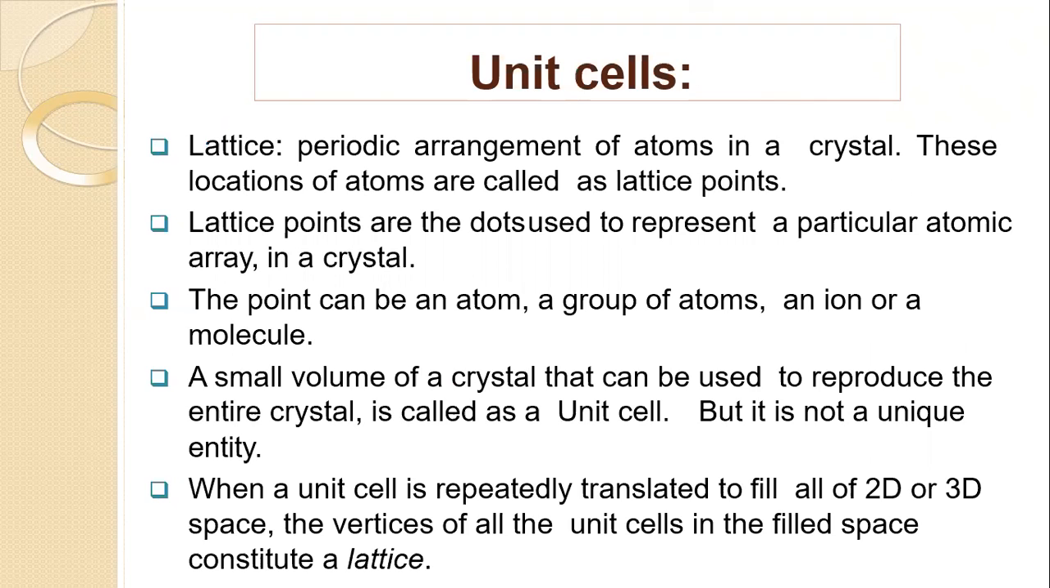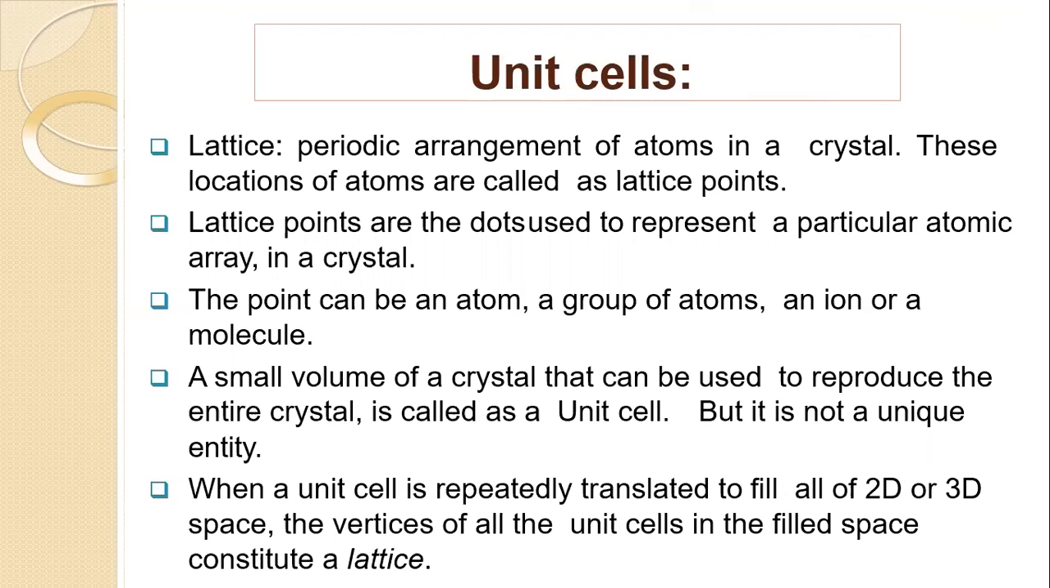Next one, what is meant by a lattice? The periodic arrangement of atoms in a crystal is known as a lattice. Periodic arrangement means a specific arrangement in an order of atoms, a specific order or specific shape. That is called the arrangement of atoms in a crystal. These locations of atoms are called lattice points.